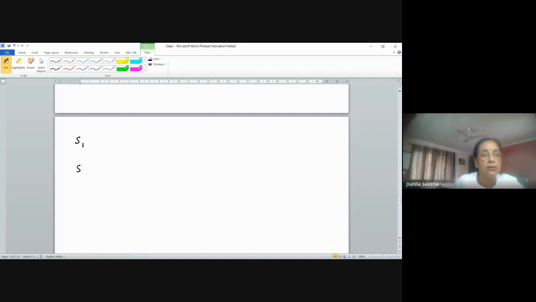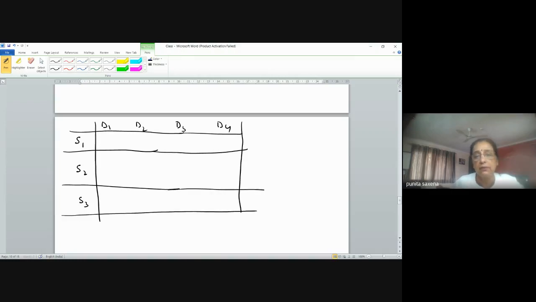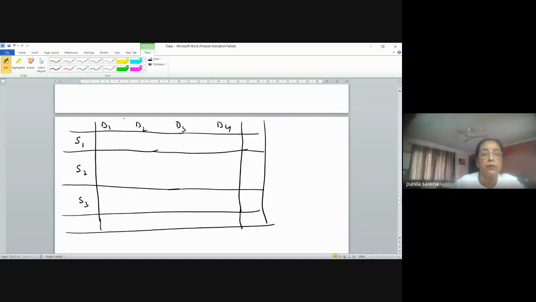S1, S2, S3. You had 3 sources and 4 destinations. ये था ना, जिसमें अभी Vogel से निकाला हुआ है ना. We'll write that also. Initial. Oh, doesn't matter.